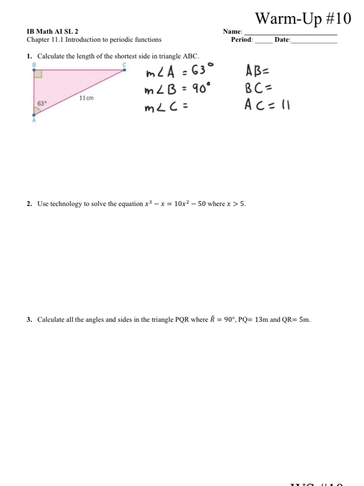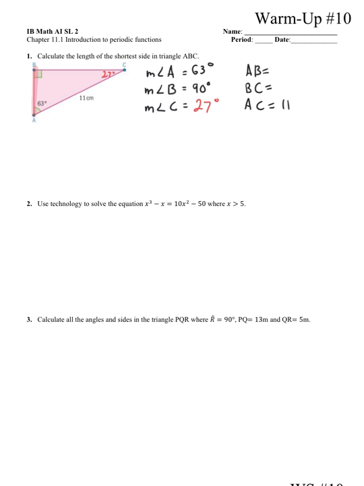Okay, so for problem 1, we're going to solve the triangle. That means we're looking for the length of the shortest side, which happens to be side AB here. Normally when I solve for triangles, I want to write down all the information. So I already wrote down: measure of angle A is 63 degrees, measure of angle B is 90 degrees. Angle C is going to be 27 degrees, just because they all add up to 90 degrees.